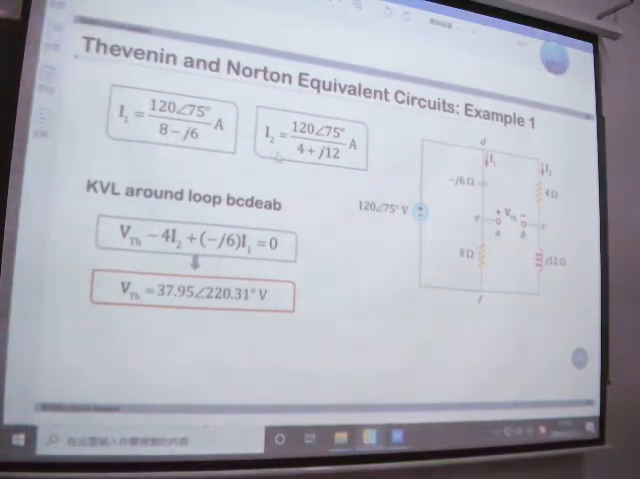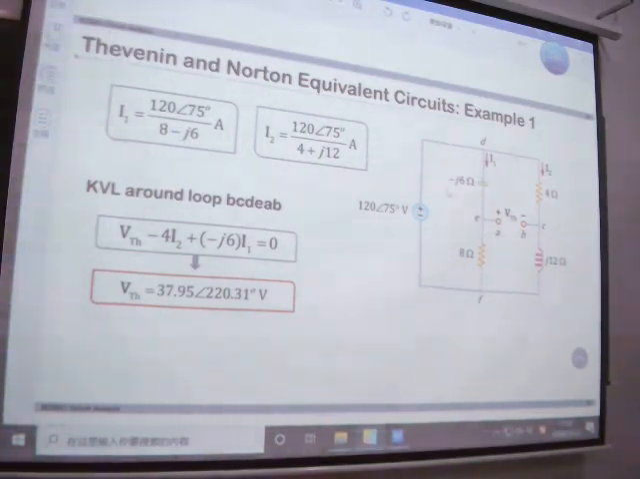After we get I1 and I2, for this loop, we can write out the KVL equation. Our VTH should be the voltage on here and the voltage on here, and then we get VTH. Sorry, I made a mistake here. Here, we just use the current that goes through here. The voltage on here is equal to the voltage on here. Clear?